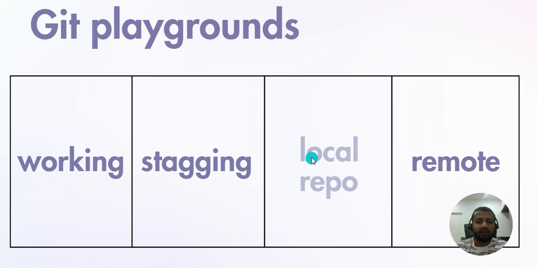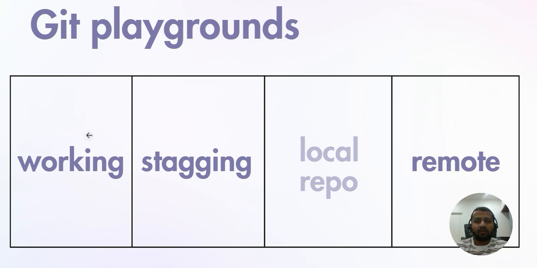When you commit something, that becomes part of the local repository. And finally, when you hit git push and push or merge those files onto the remote server, that becomes the remote area. So in this way, I would still say there are three playgrounds: working, staging, and remote. Now let's see those areas in action.